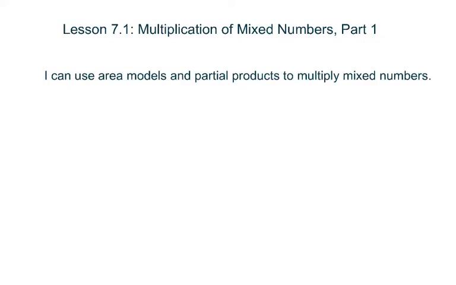Hey boys and girls, this is lesson 7.1, multiplication of mixed numbers, part 1. Part 2 is lesson 7.2, and we'll get to that soon. So the I can statement for lesson 7.1 is I can use area models and partial products to multiply mixed numbers. Pause this to get this recorded in your notebook if you need to, and then come on back.